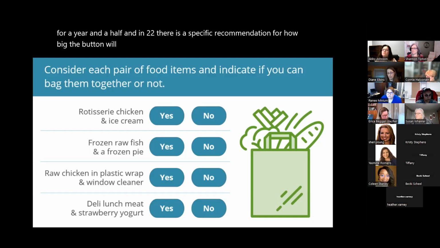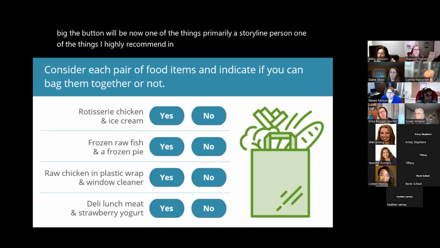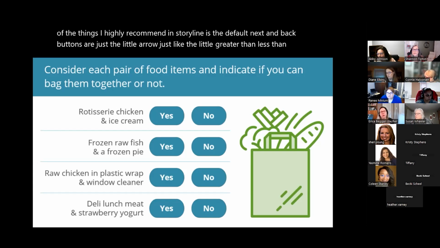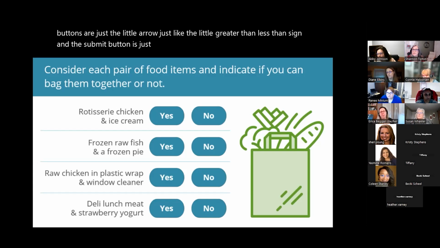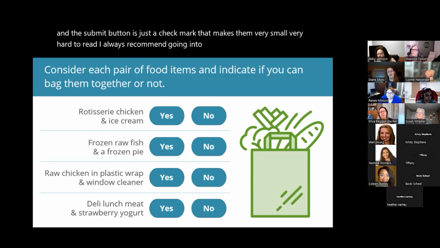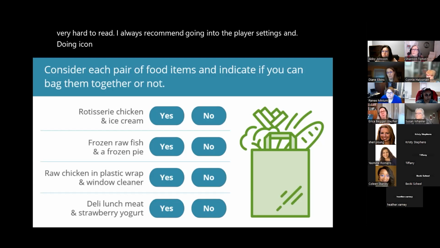Now, one of the things, I'm primarily a Storyline person. One of the things I highly recommend in Storyline is the default next and back buttons are just the little arrow, just like little greater than, less than sign, and the submit button is just a check mark. That makes them very small, very hard to read. I always recommend going into the player settings and doing icon plus text. That right there makes the button bigger. And it also makes it clearer for people who might have information processing challenges.